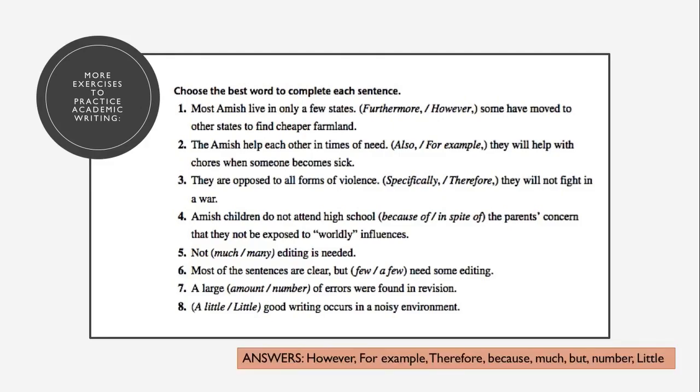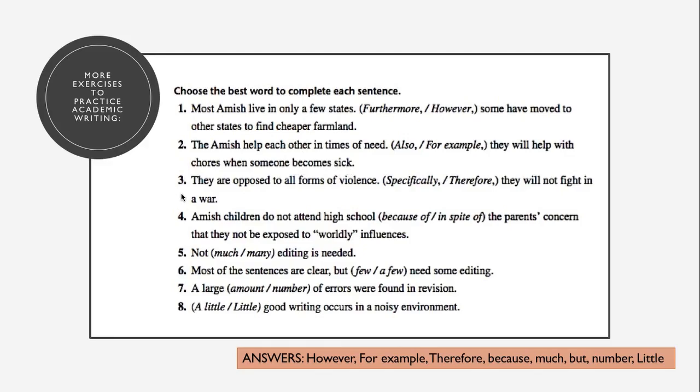Okay, our answers. Most Amish live in only a few states. However, some have moved to other states to find cheaper farmland. However, shows that this statement is in opposition to this statement. The Amish help each other in times of need. For example, they will help with chores when someone becomes sick. So here's a general statement and an example to support this.